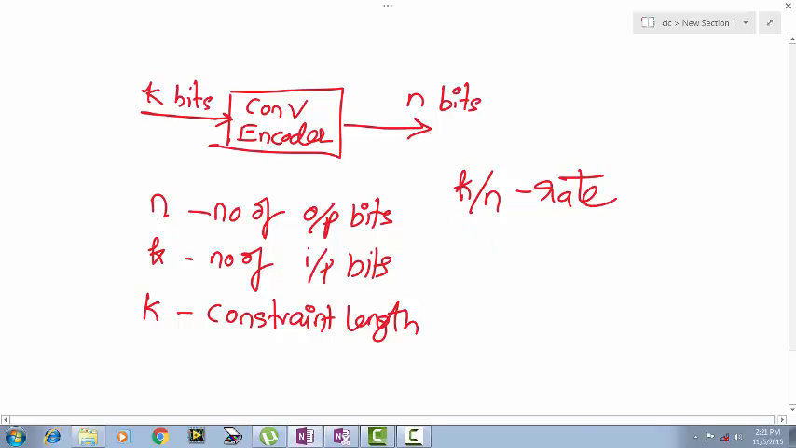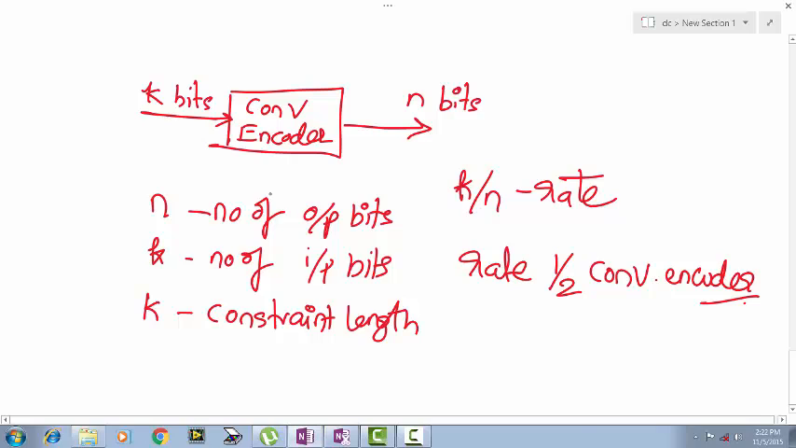So let us say a convolutional encoder takes one input bit and produces 2 bits. Then we call the convolutional encoder a rate 1/2 convolutional encoder. And coming to constraint length, in just a few minutes we will be looking at the basic structure of a convolutional encoder. After going through the structure of the convolutional encoder, we will come to know what exactly this constraint length capital K is.